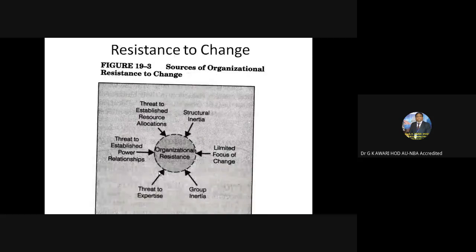Then the sources of organizational resistance to change. Organizations are also not ready to change. What is required? That is group inertia. People in a group offer inertia, they offer a resistance to the change. Limited focus of change: we are thinking only in one direction. Structural inertia is there. Threat to established resource allocation.